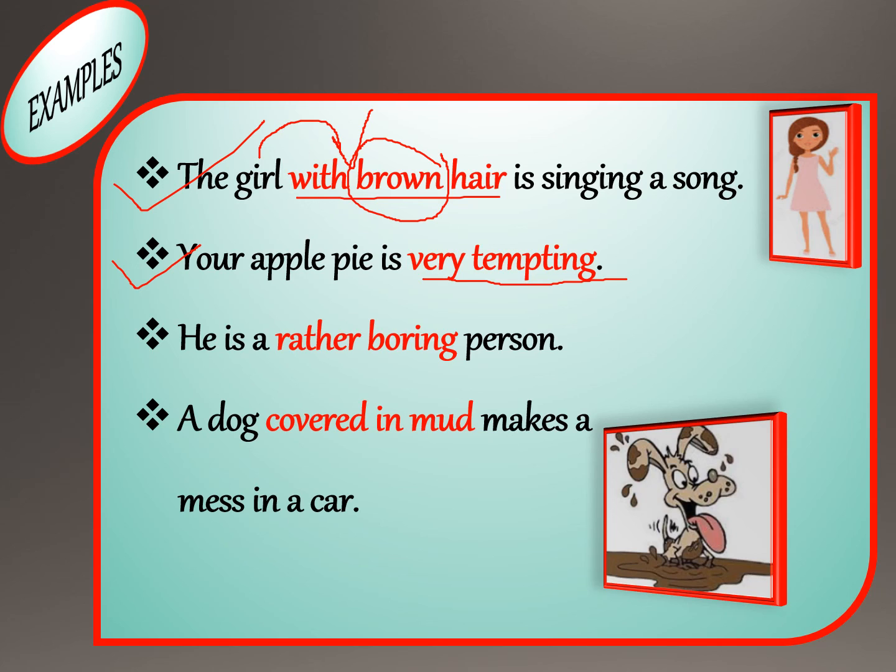He is a rather boring person. He is what kind of person? It is modifying the noun here. The noun is after the adjective, right? The person is rather boring. So boring is an adjective and rather boring becomes an adjective phrase. A dog covered in the mud makes a mess in a car. So a dog, which one? Which dog? The dog covered in the mud. So this is also an adjective phrase.